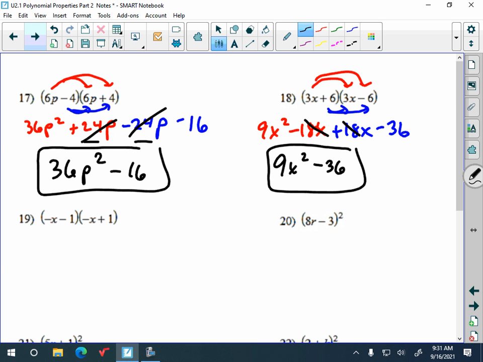All right, so go ahead and try 19. So you can see exactly the same terms in both, just opposite signs.